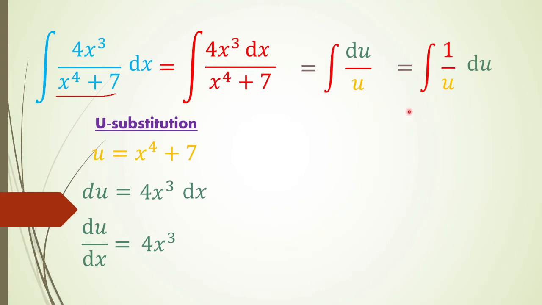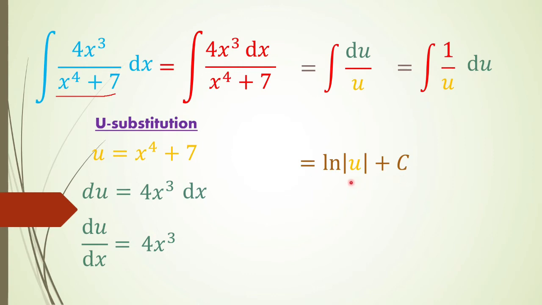Well, what is the indefinite integral of 1 over u du? That is going to be equal to the natural log of the absolute value of u, and then we might have a constant there that was lost when we took the derivative. So that is essentially our answer in terms of u.